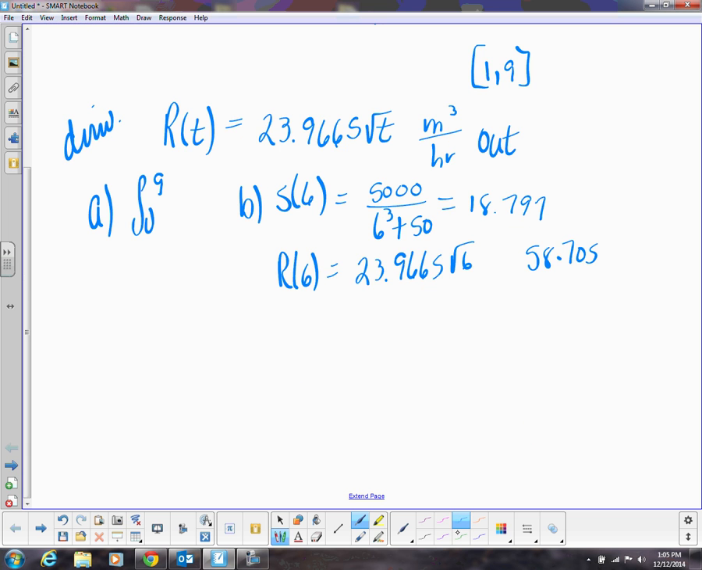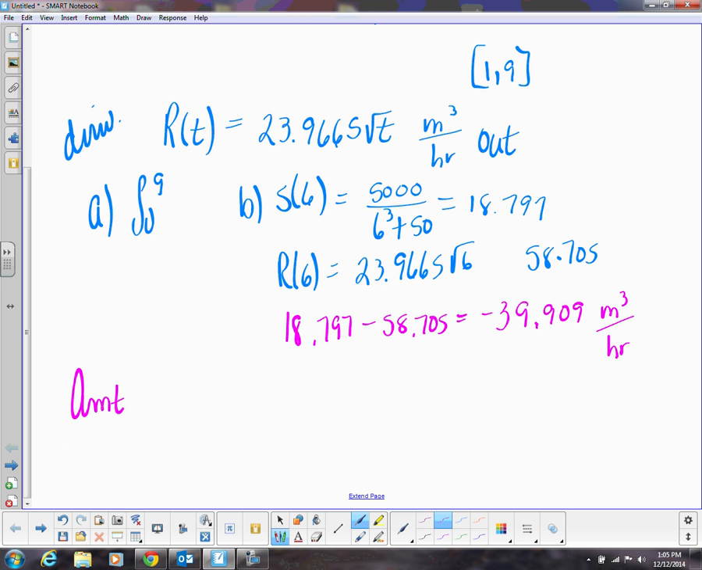All right, so the goal here was to subtract these two. So notice they had S first. So I'm going to subtract. And this is going to be a negative answer. Negative 39.909. All right, so this is going to be cubic meters per hour because it's a rate minus a rate is still a rate. And what does this mean?